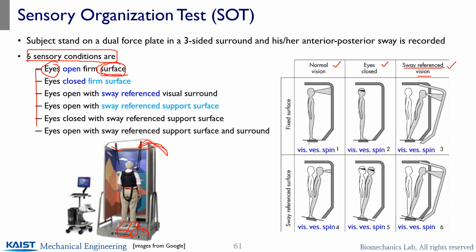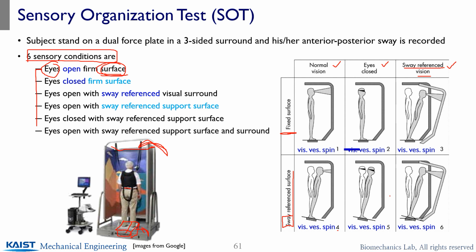How about the support surface? There are two conditions. One has a fixed, firm surface, so your ankle proprioception, ankle spindle information, is true, actually reflecting your body motion. For the other condition, the surface is moving with you, a sway reference. So if you lean forward, your surface is tilted forward too, so that your ankle proprioception, ankle spindle, does not give you the actual movement with respect to the earth.